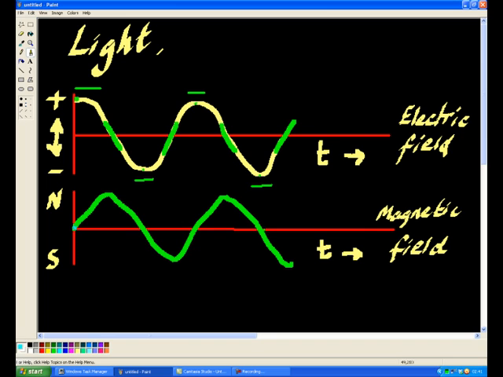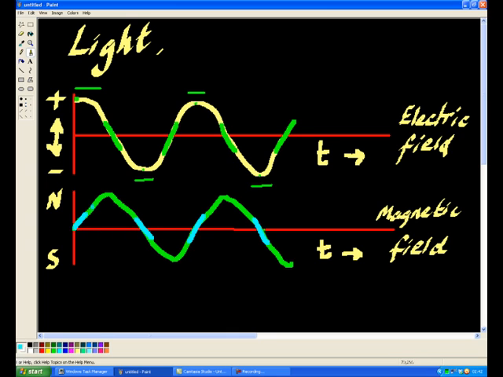at the points where the change in magnetic field is the most. So the changing magnetic field is the most here. The change in magnetic field is the most here, and here, and here.